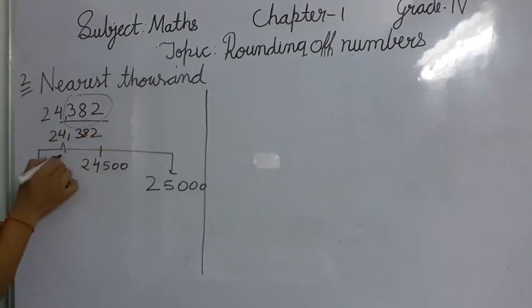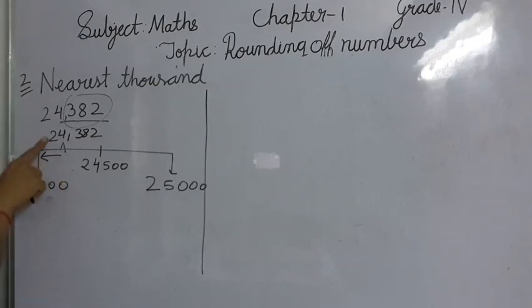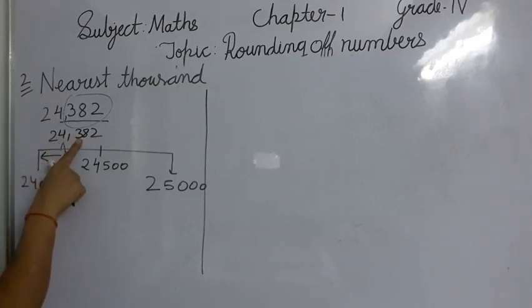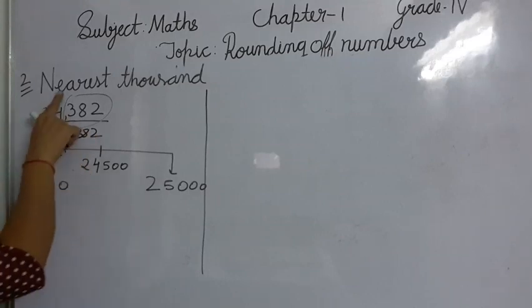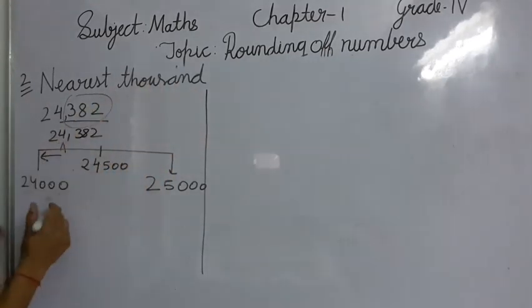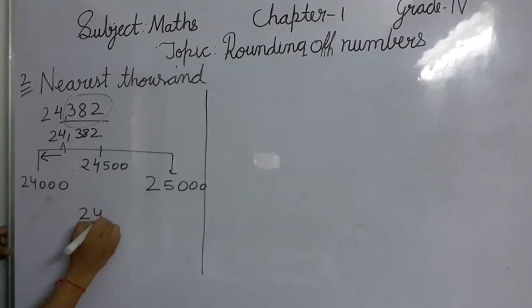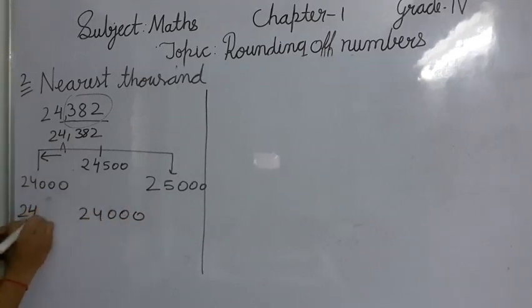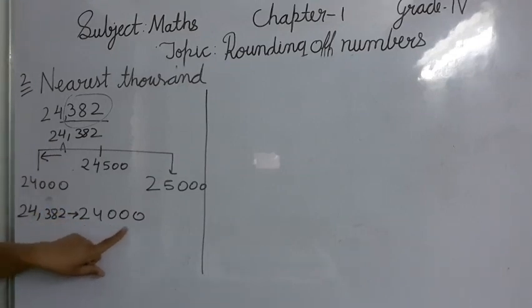So it means it is closer to this number. Yes, so we can say if we round off 24,382 nearest to the 1000, you will get 24,000. Okay, if you round off 24,382 nearest to the 1000, you will get 24,000.